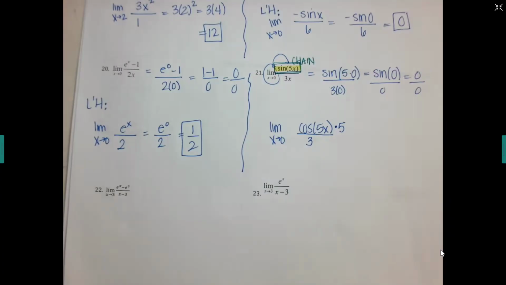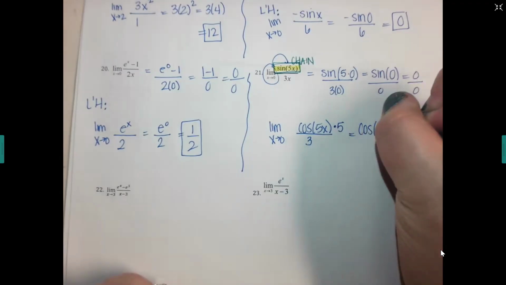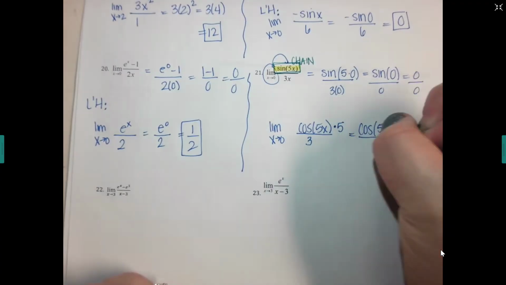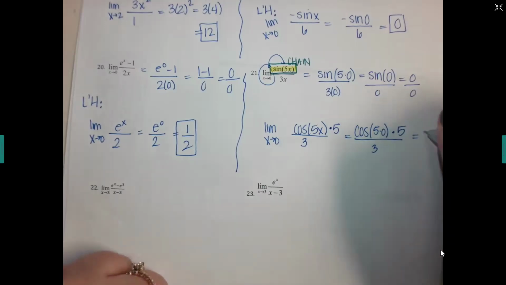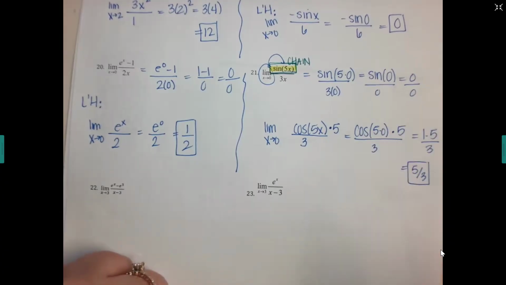Okay, so we're plugging in a 0. So I'd have the cosine of 5 times 0. Then I'm going to multiply that by 5 over 3. 5 times 0 is 0. What's the cosine of 0? 1. 1 times 5 is 5, which means my final answer is 5/3. Overall, we get an idea here? All right, go ahead and turn to the back side, please.